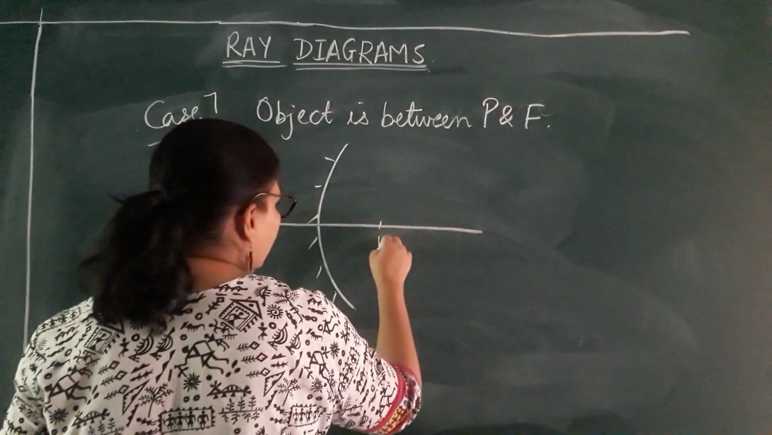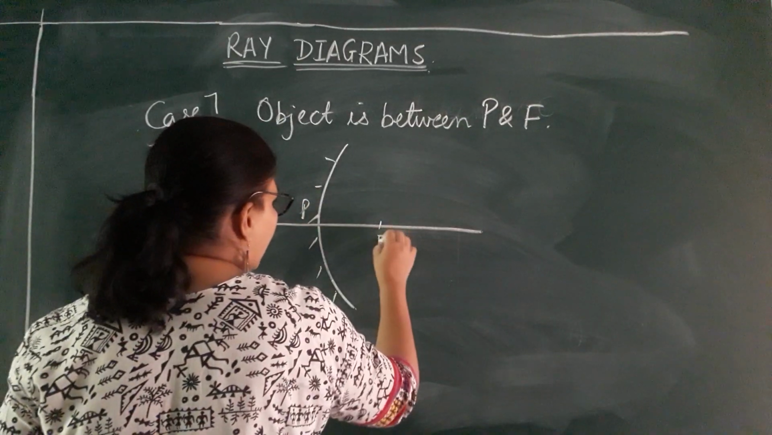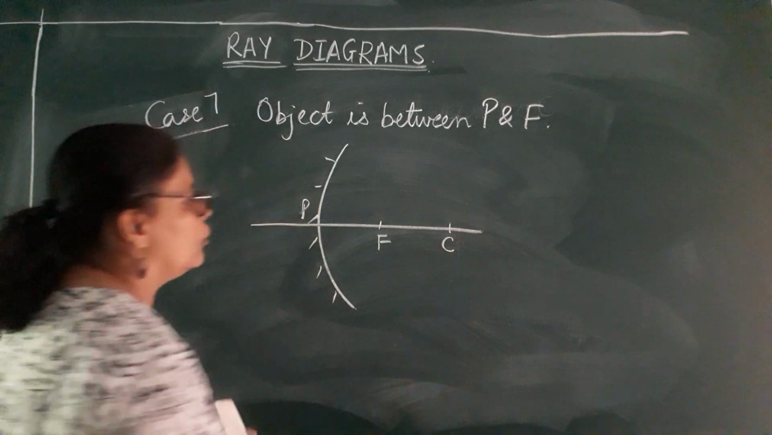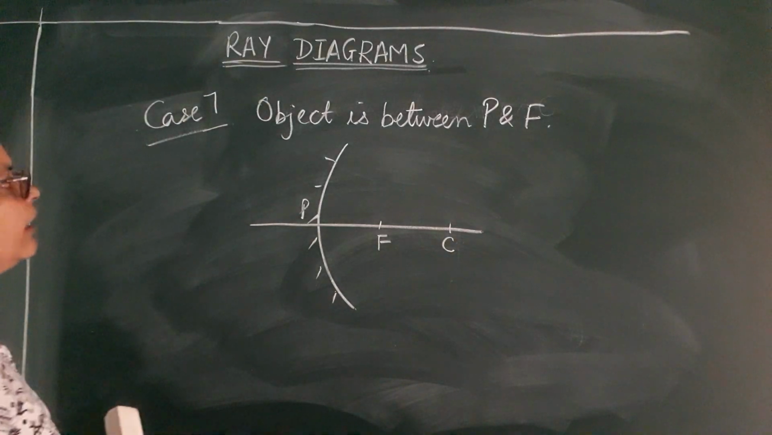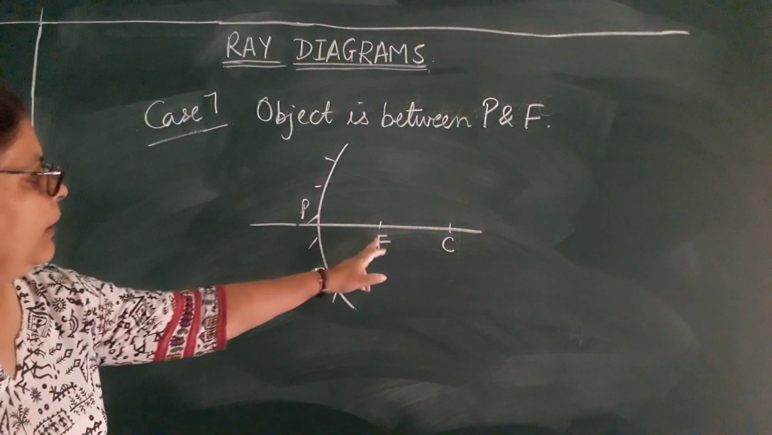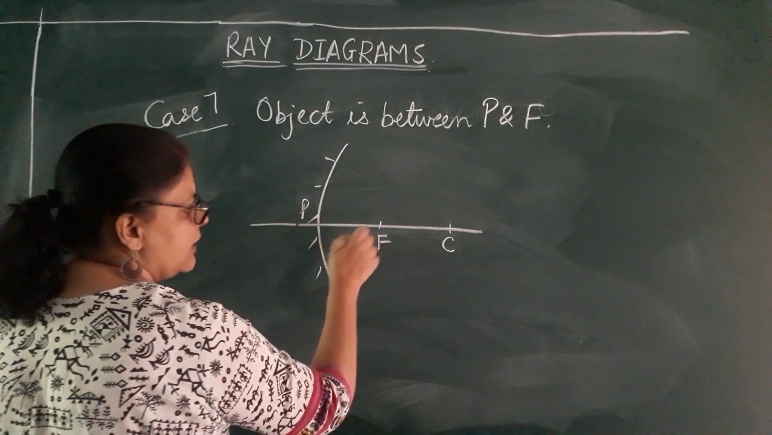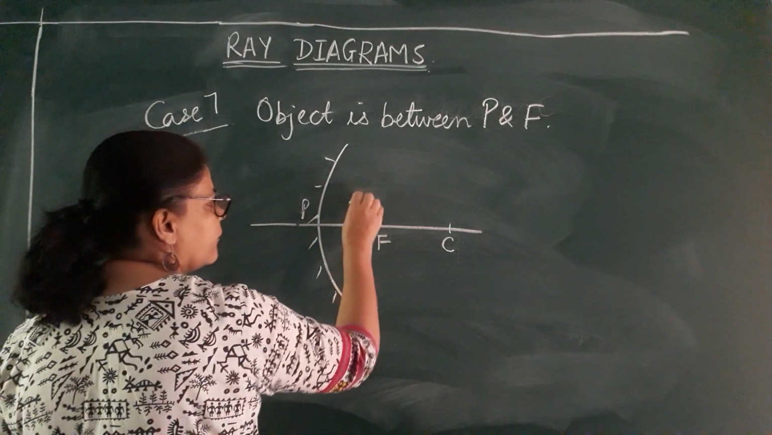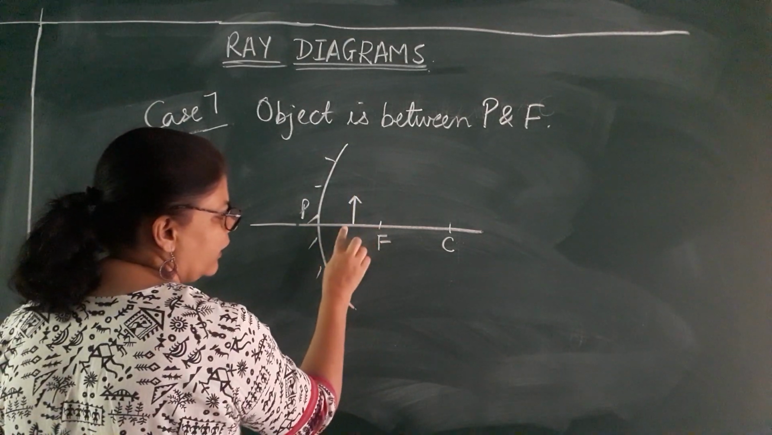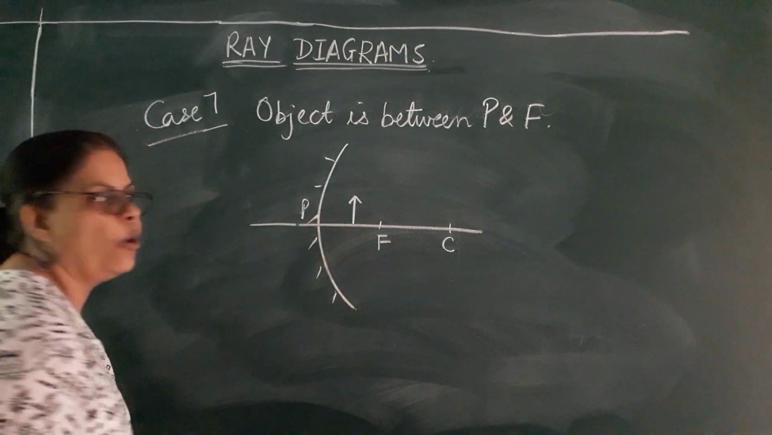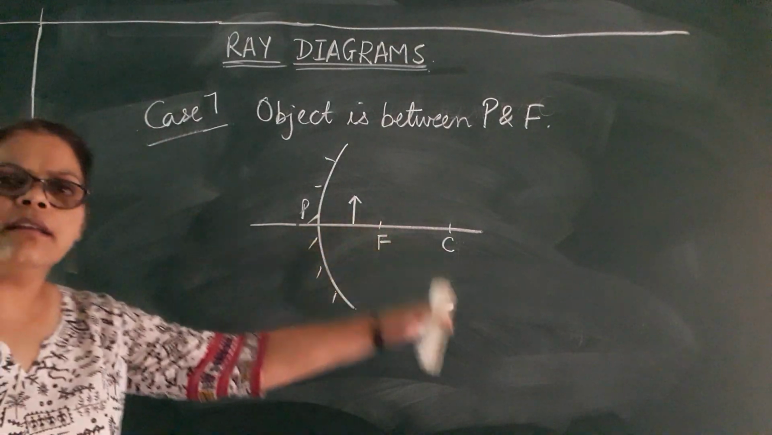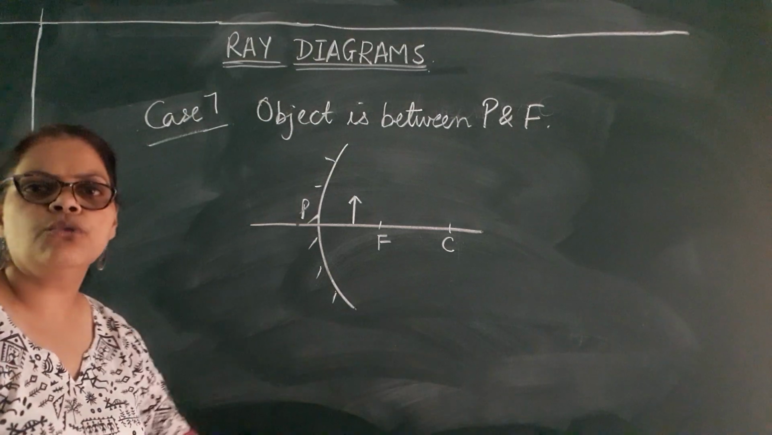This is F and this is C, at a distance of 2 centimeters each. Where am I supposed to take the object? Between P and F. Don't take it right in the center, take it slightly more towards F. Now, you can see the object is placed nearest, in this case nearest to the mirror.